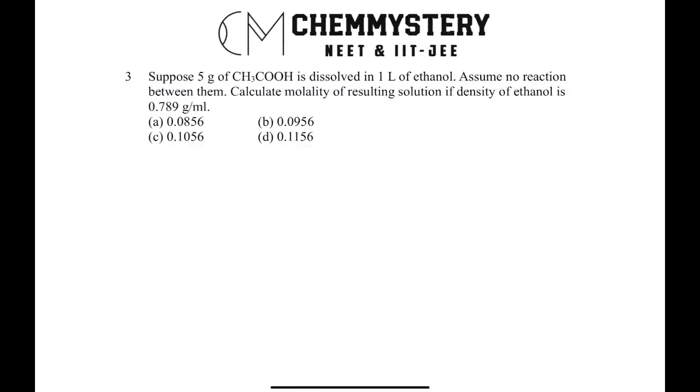Done. Next one. Suppose 5 gram of CH3COH is dissolved in 1 liter of ethanol. The solute is CH3COH and the solvent is ethanol. Assume no reaction between them. So there is no reaction between the solute and solvent. Calculate the molality of the resulting solution if the density of the ethanol, which is also given to us, is 0.789 gram per liter.